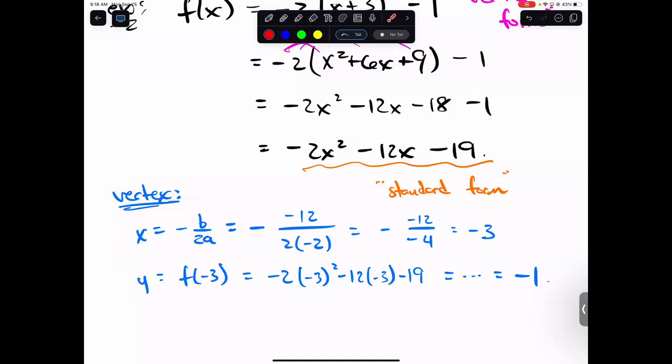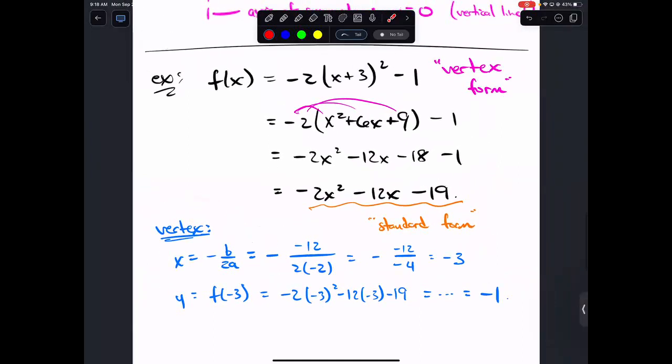The other direction, going from vertex to standard. Again, we're basically just following the directions that are already there, right? Square this thing. Okay, I squared the thing. Multiply by -2. Okay, I distribute the -2. I combine like terms. That's pretty much it. This direction shouldn't feel like too big a deal then. Going the other direction is a little bit more involved, a little bit more complicated.